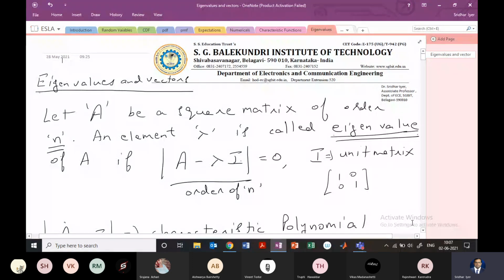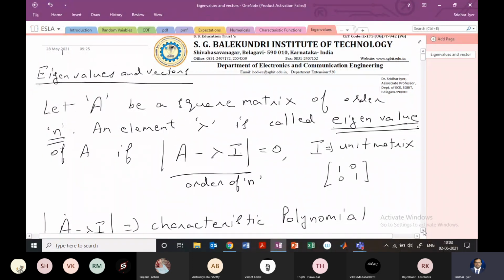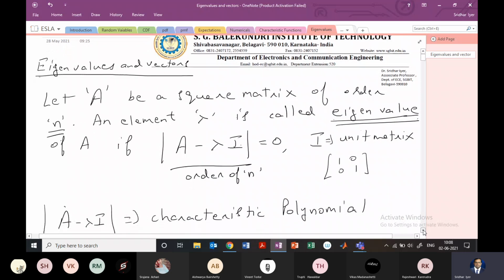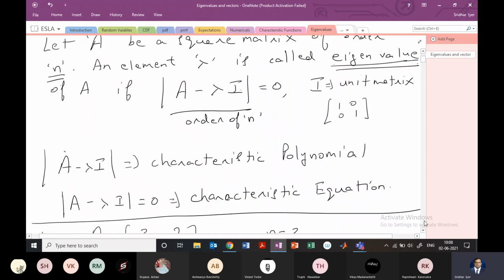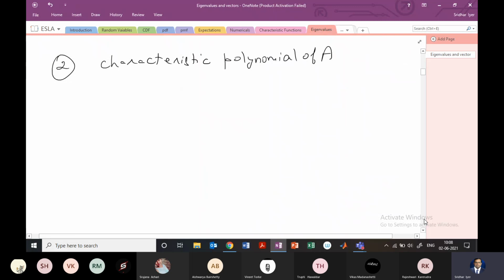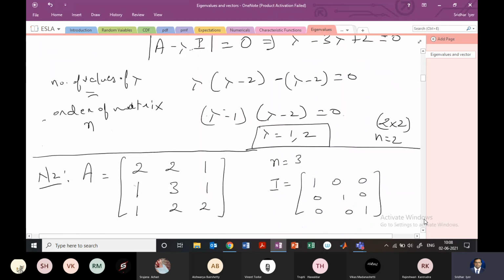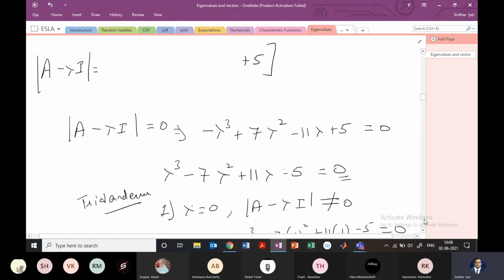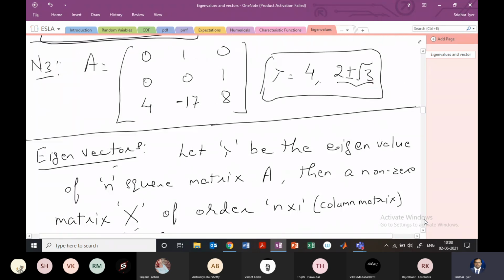We have already done how to find the eigenvalues. There we have to find the determinant of A minus lambda I equal to 0, and from there we get the eigenvalues. Depending on the order of the matrix, we get the number of eigenvalues. If it is a 3 cross 3 matrix, we get 3 values. If it is 2 cross 2, we get 2 values, right? We solved both order 2 and order 3 matrices for eigenvalues.